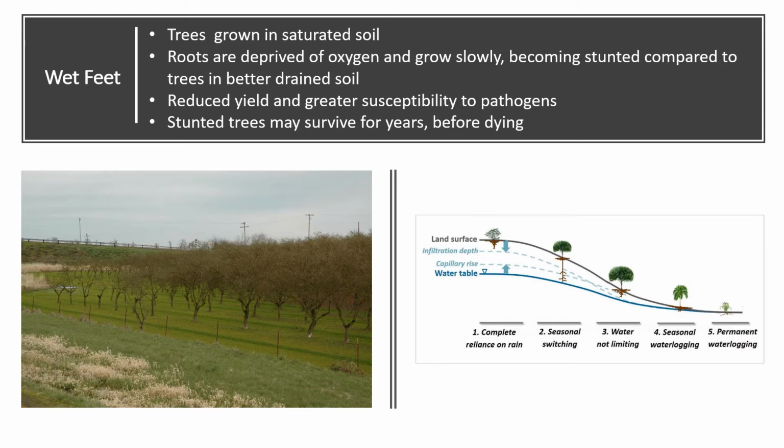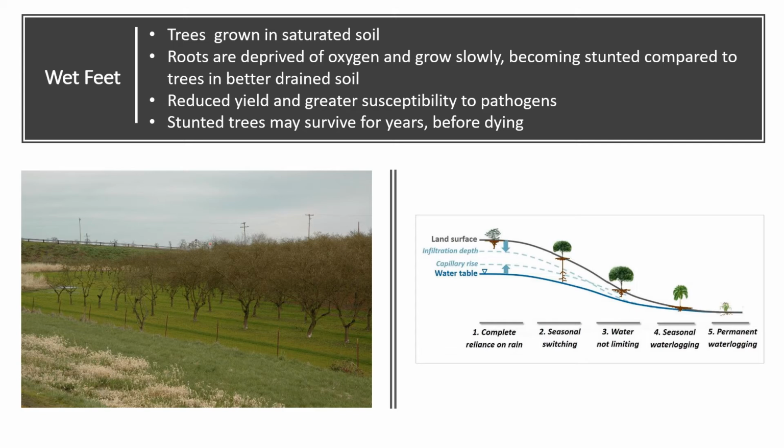But bear in mind that where the soil is really waterlogged, those roots are routinely deprived of oxygen when they're wet. So even if you don't get pathogens like Phytophthora, the roots are not getting enough oxygen. They're going to grow slowly, and they're going to lead to stunting compared to trees in better drained soil. So in the lower areas of the orchard where it's not draining as well, it's not uncommon for the trees to be much more stunted, for yield to be reduced, and for them to be much more susceptible to pathogens. So that's where that Phytophthora comes in.